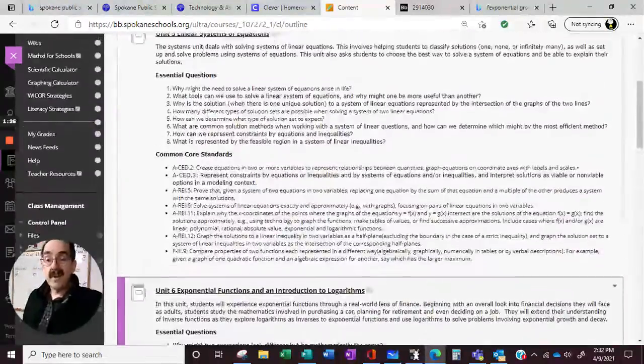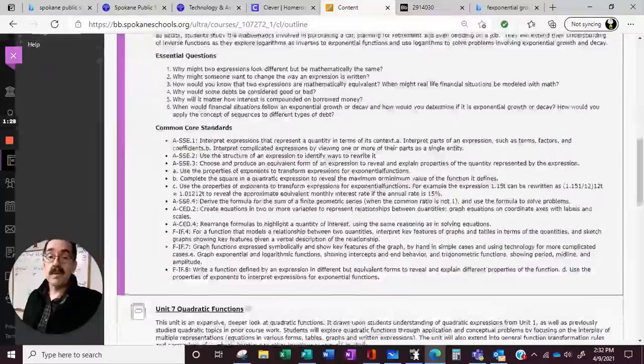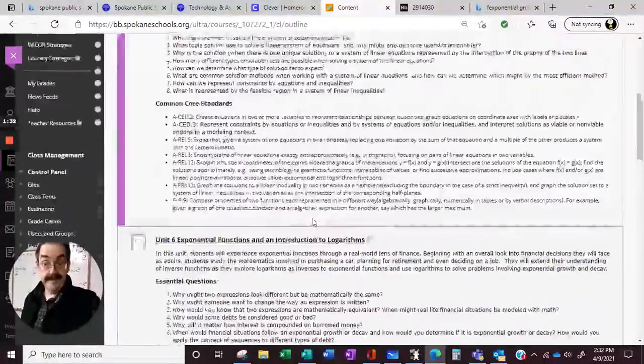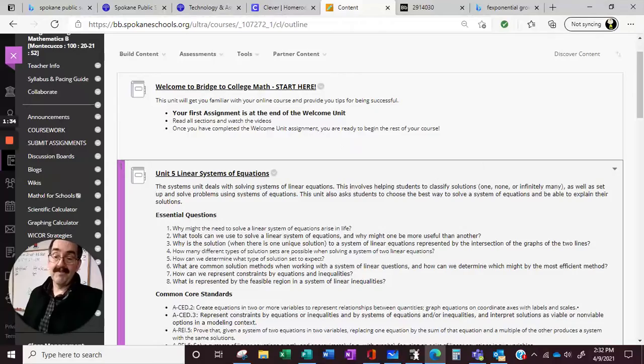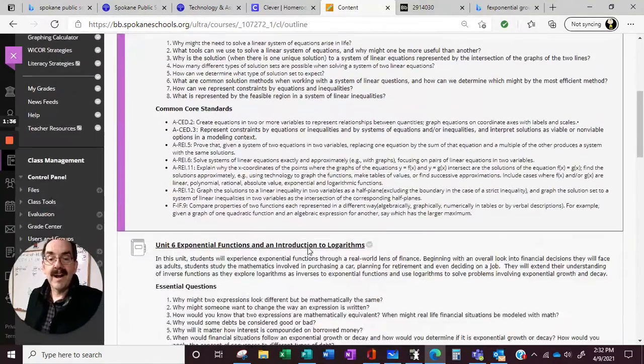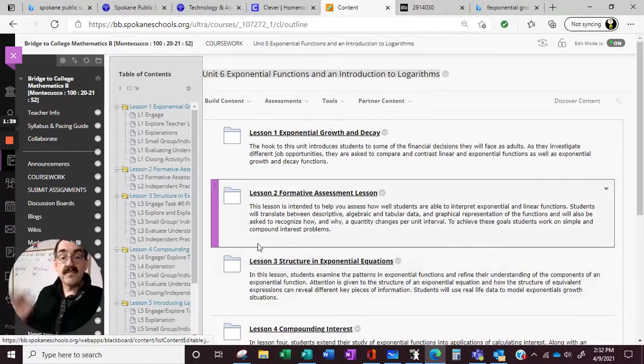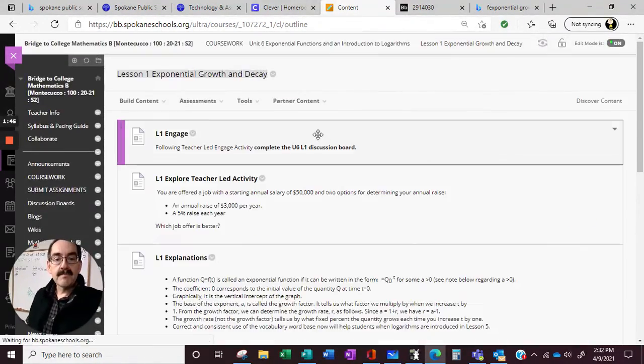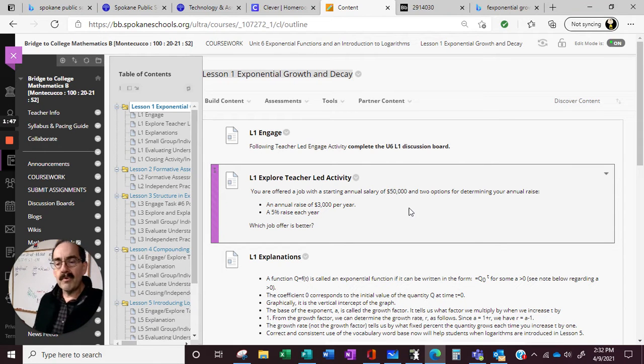I'm going to go kind of in order, and I'll do a couple from this one, a couple from this one, and a couple from this one. And the next thing you know, school's going to be over because we've only got 10 weeks left. All right, so let's go to exponential functions, and we're in growth and decay. I'm just going to click on this one.